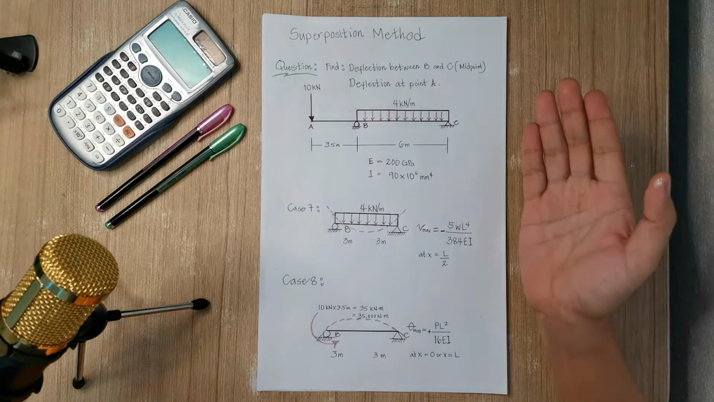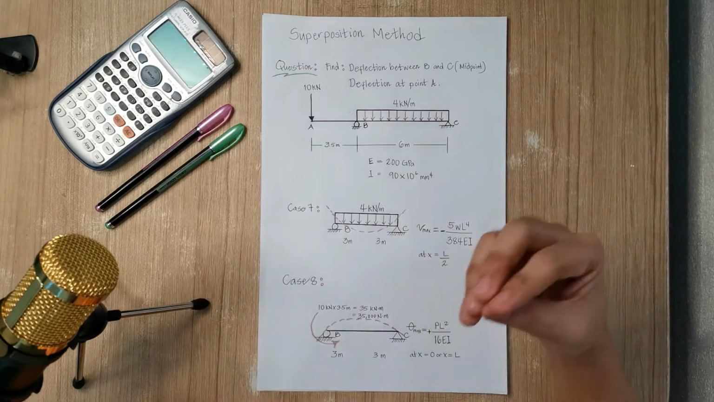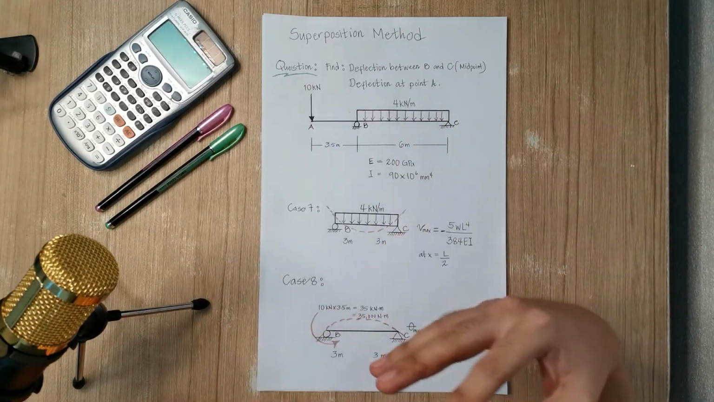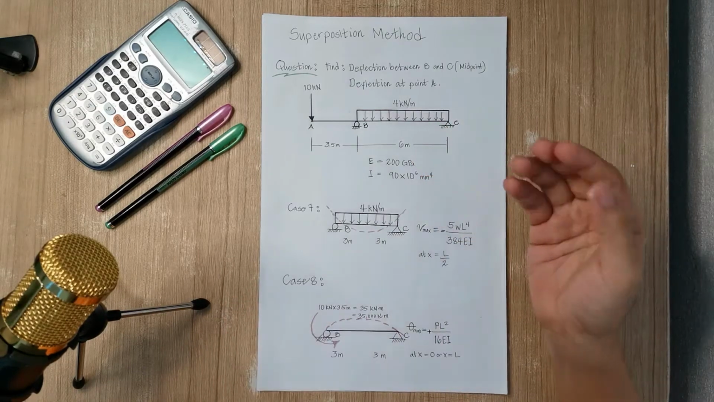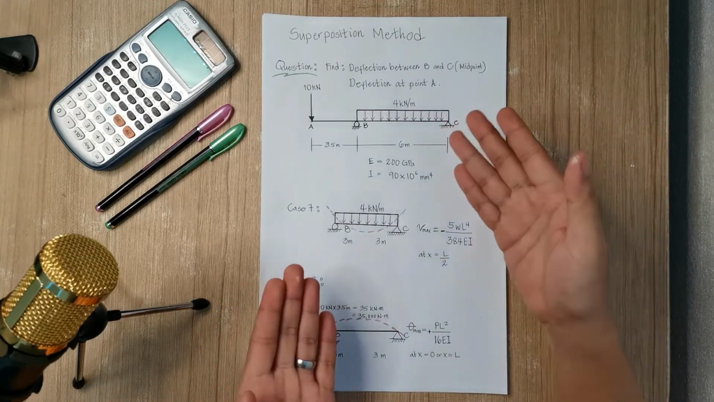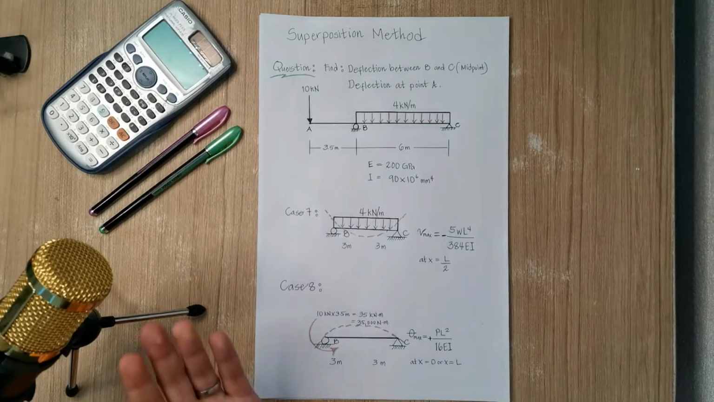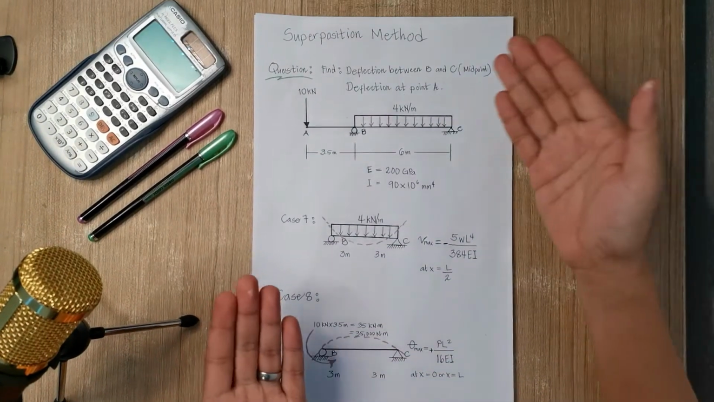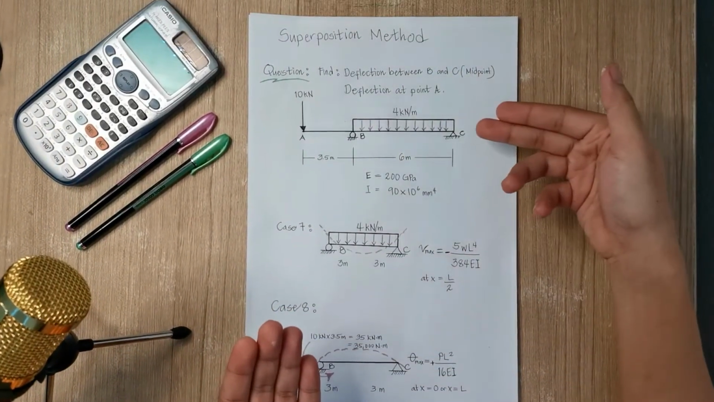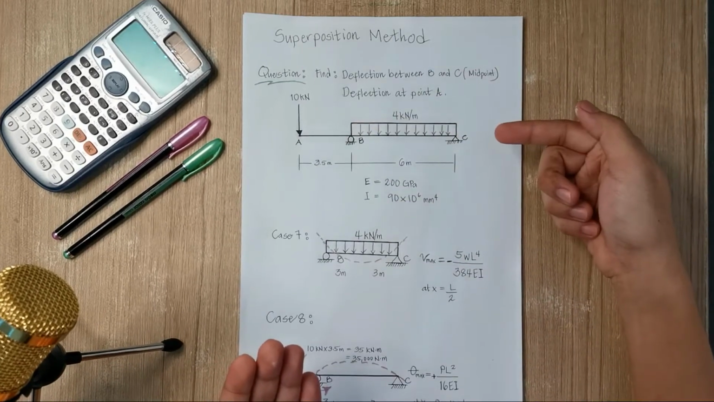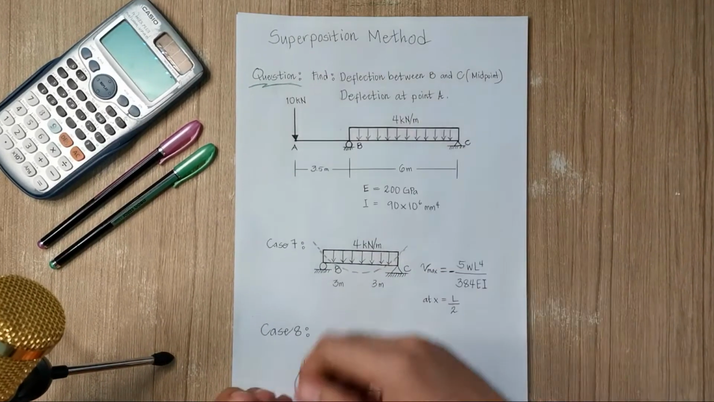Ngayon, napag-usapan natin kung anong question ang tinanong. Okay, meron tayong given na moment of inertia and modulus of elasticity. So, ang question, to find the deflection between B and C at the midpoint and deflection at point A.